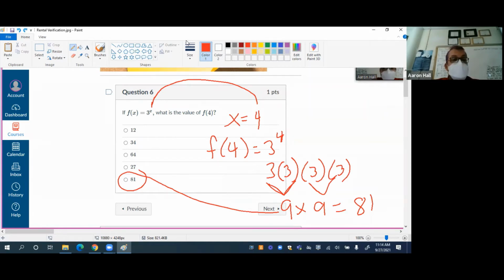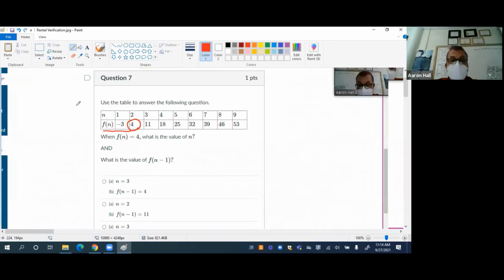Gage, did you get it? Yeah. All right, awesome. Okay, so we're back here. It says here when f of n equals 4, well, this is f of n. So when f of n equals 4, what is n? Yeah, it's 2. We see that right there. So this is n equals 2.